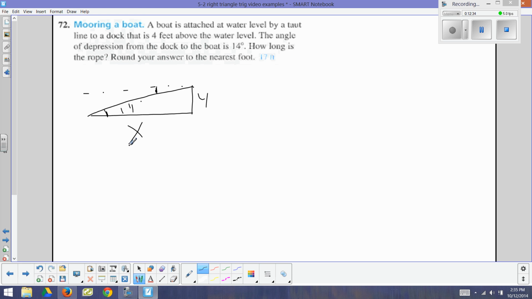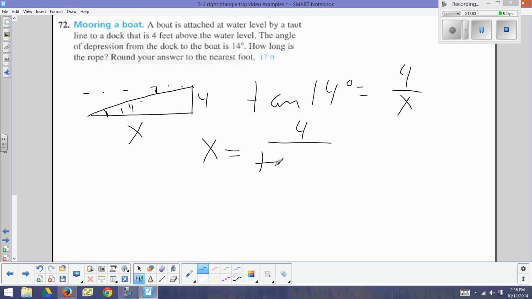There's my X. Again, tangent. Tangent of 14 degrees is equal to the opposite over the adjacent side. So I would take that and I would solve it before you put it in your calculator. So I would write X is equal to 4 over the tangent of 14 degrees. Pick up your calculator, put it in your calculator, and you get 16 point.